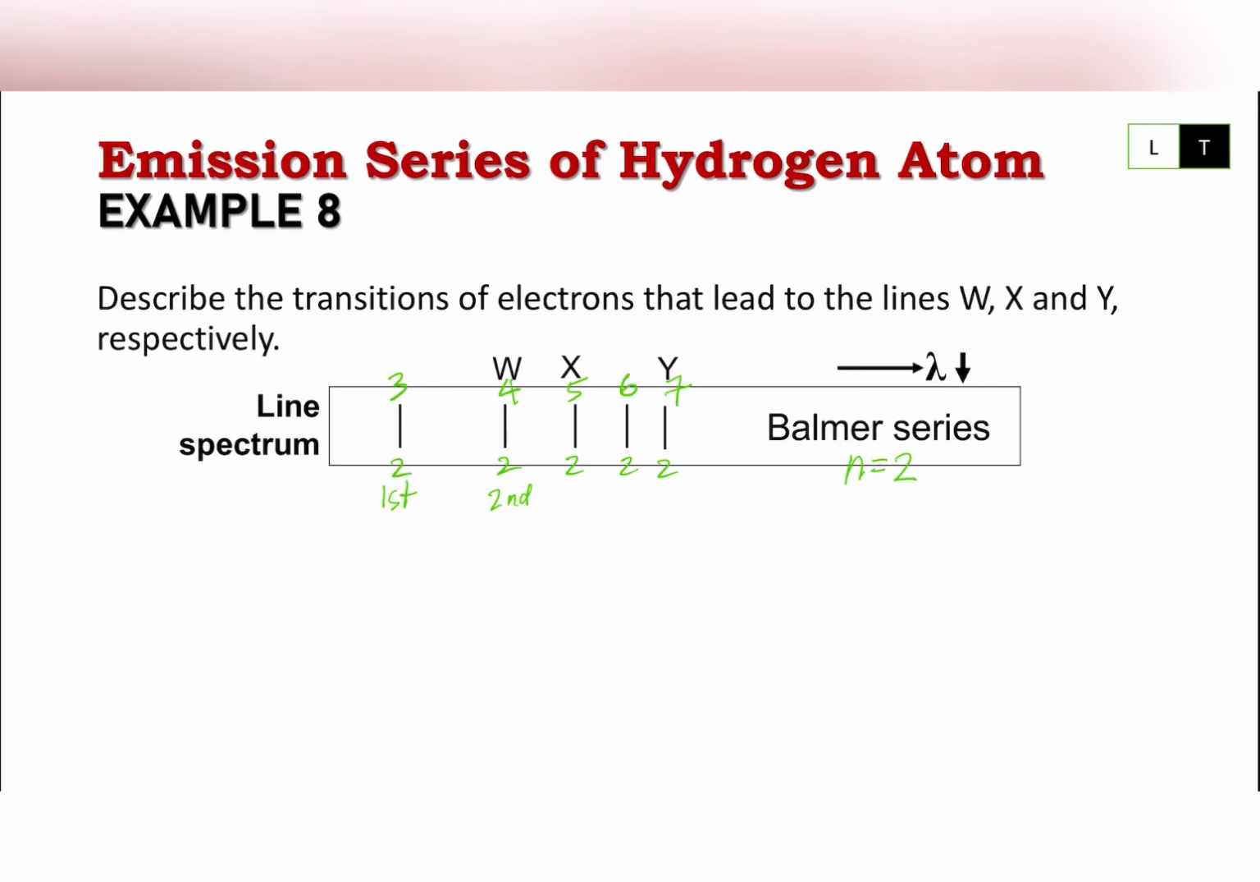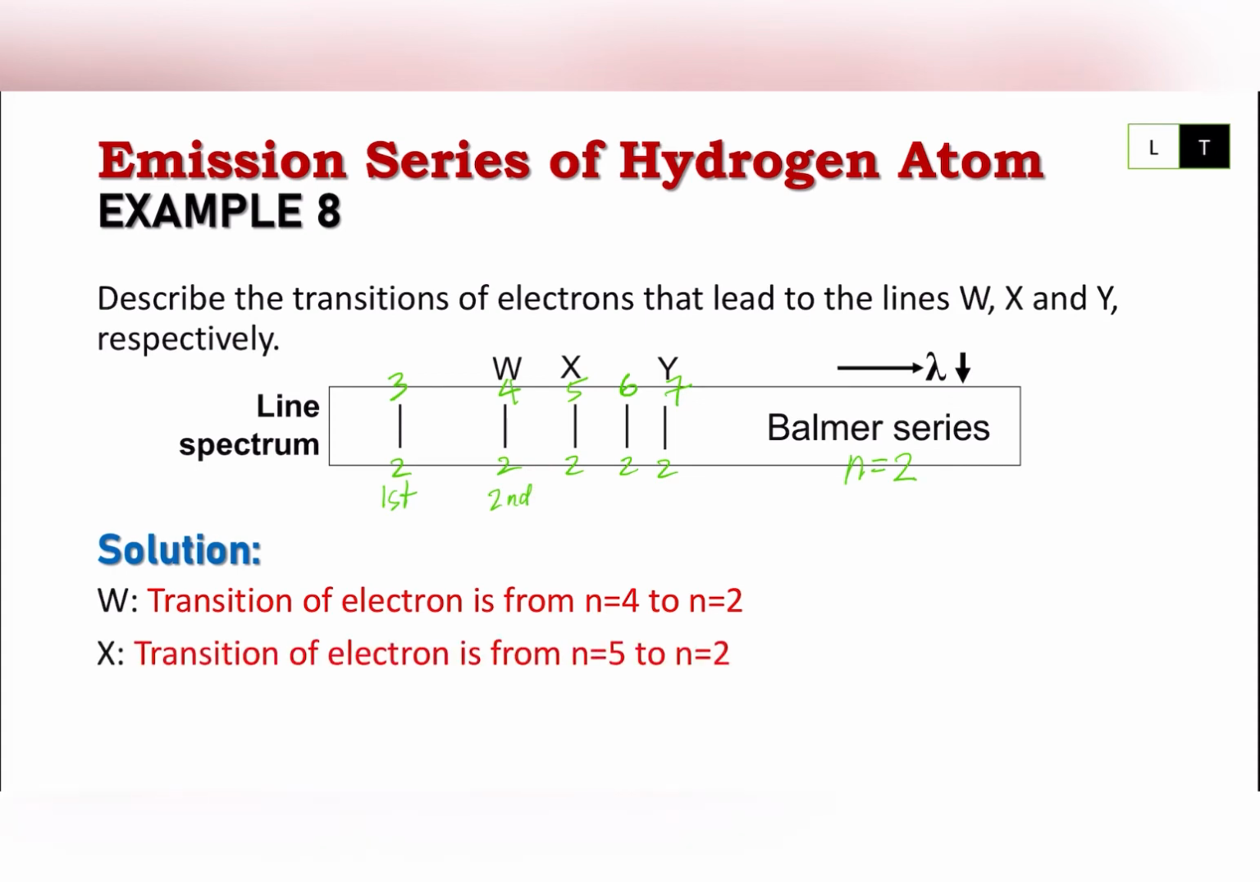So we are going to do our solution now, specific to each of the lines that the question asks for. We are going to write for W first. The transition of the electron is from n equals 4 to n equals 2. Next, for X, from n equals 5 to n equals 2. And last, Y is from n equals 7 to n equals 2. So this is how you describe the transition.